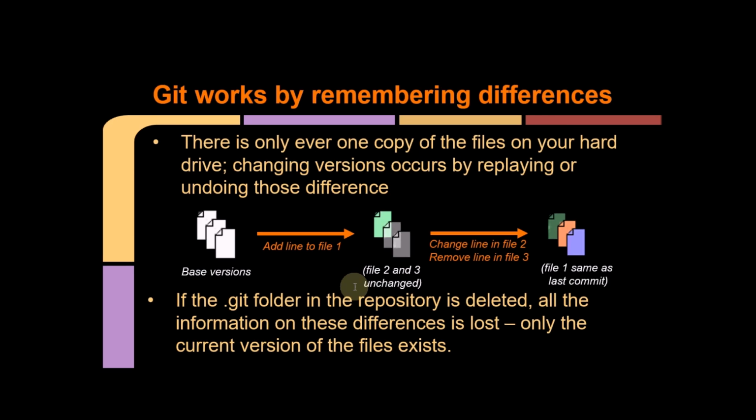The downside to this is that a repository is managed by the .git folder. It's a hidden folder in the top level of the repository. And if you delete that folder, all the information on those differences is gone, which means that there's no way to go back and extract an older version. You will only have the version of the files that was in existence at the time you deleted the .git folder. In other words, don't delete the .git folder unless you know exactly what you're doing.